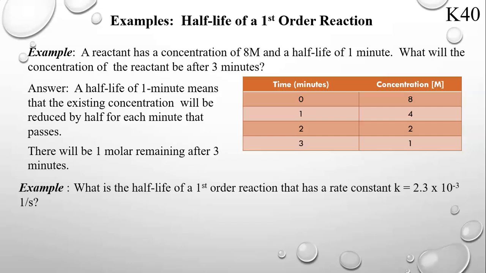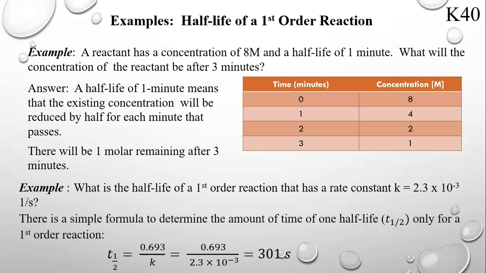So example, what is the half-life of a first order reaction that has a rate constant of K equals 2.3 times 10 to the minus third 1 over seconds? Okay, that's the unit of measure there. So there's a simple formula to determine the amount of time of one half-life. And there it is. You saw that on the previous slide.